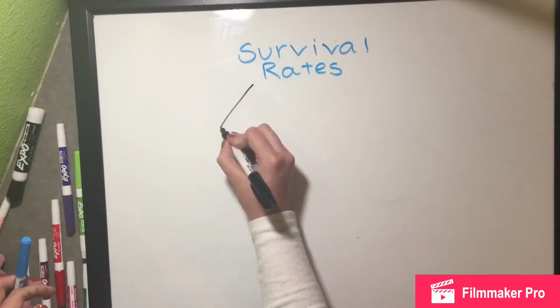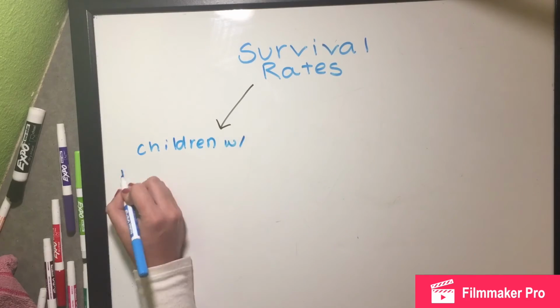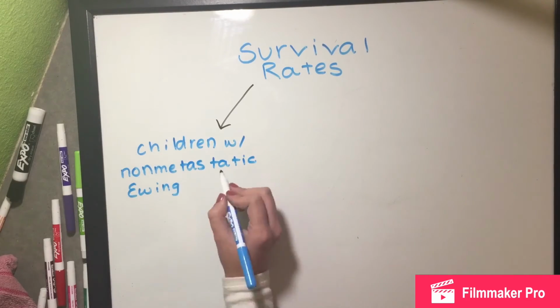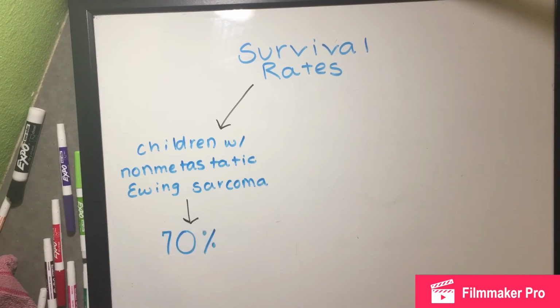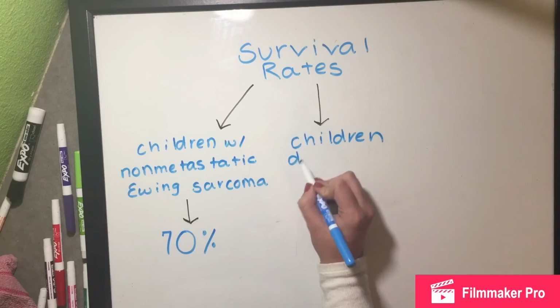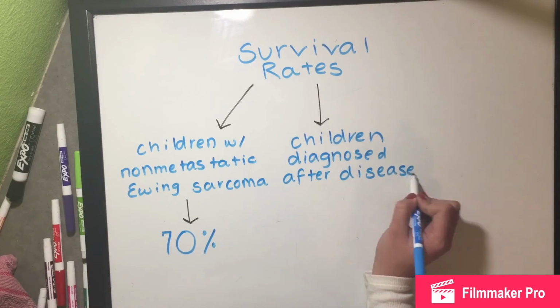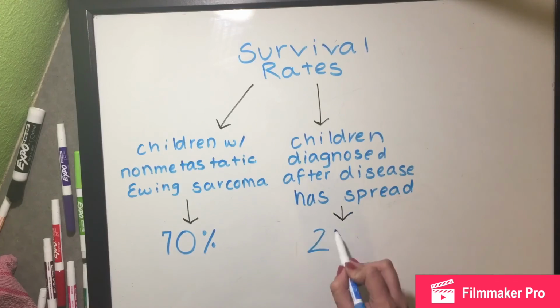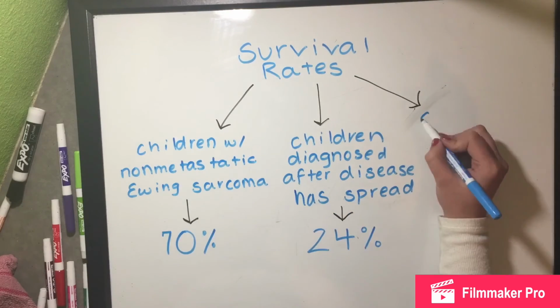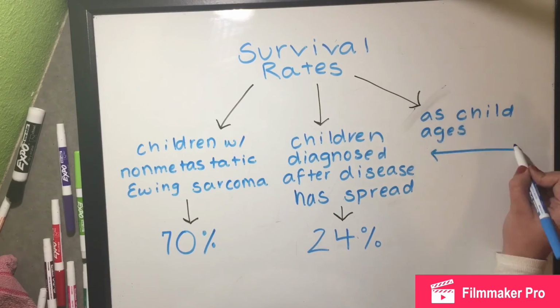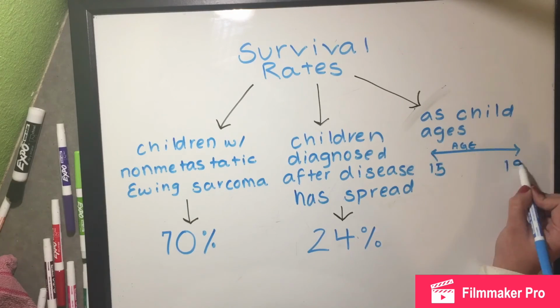Lastly, we're going to go into survival rates. About 70% of children with non-metastatic Ewing sarcoma survive. The survival rate for children diagnosed after their disease has spread is less than 24%. As a child ages, the survival rate decreases. Teens aged 15 to 19 years old have a lower survival rate, roughly 56%.